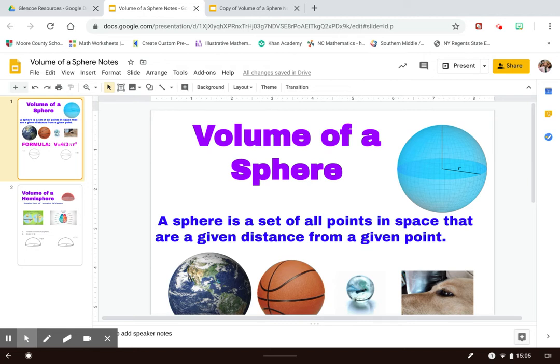This is the third and final thing about volume I'm going to teach you this week. Next week we will probably do some composite volume and some application of volume to real life. So what we're going to learn today is the volume of a sphere.